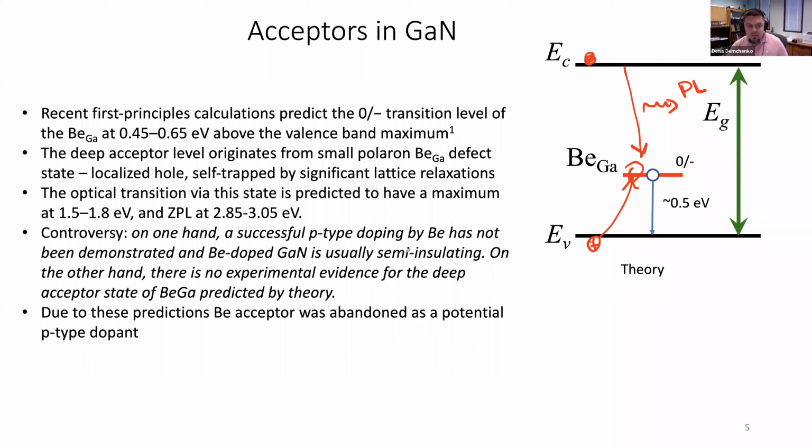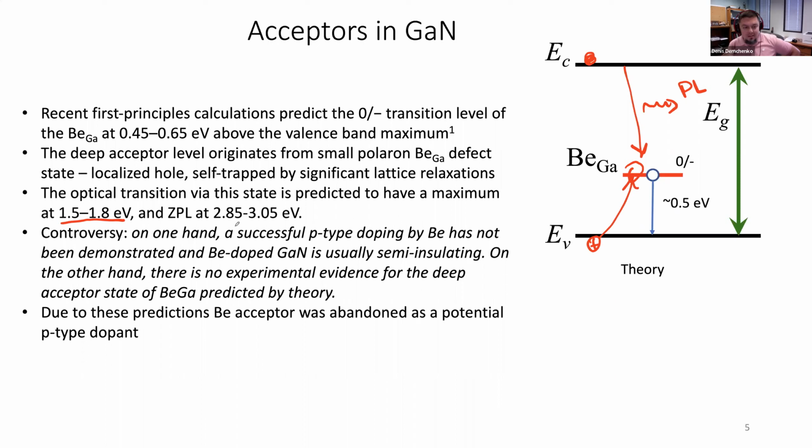This photoluminescence was predicted to have a maximum at about 1.5 to 1.8 electron volts, and the zero phonon line, that's basically this transition, I will explain what zero phonon line is in a few minutes, is about from 2.9 to 3 electron volts. However, there is a controversy.